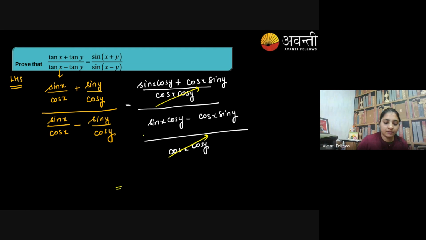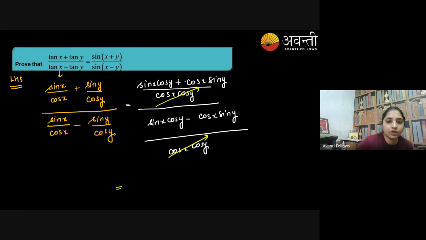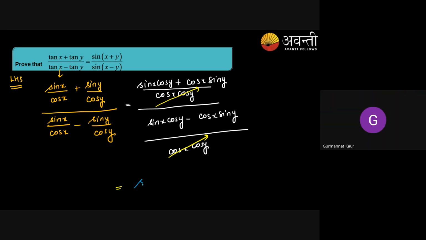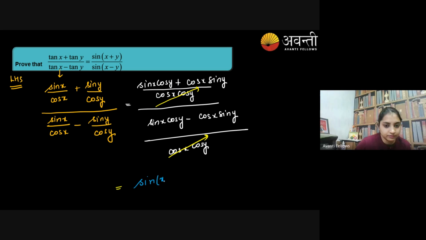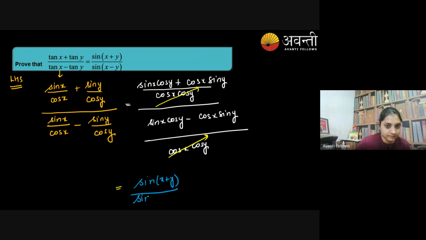Can anyone let me know the formula? Sin x cos y plus cos x sin y is sin of x plus y. And the denominator? Sin x cos y minus cos x sin y is sin of x minus y. Great. So that equals your given right hand side. Clear to everyone? Okay, great.